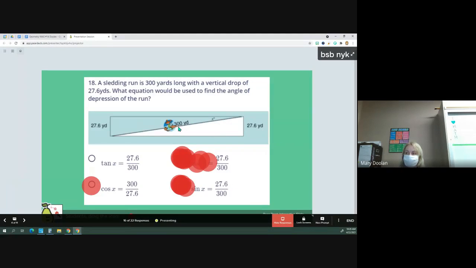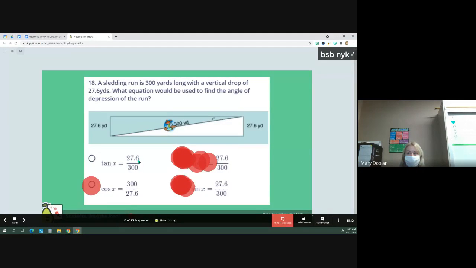So 300, this is the hypotenuse. That's the shared hypotenuse between these identical right triangles. And so if you're looking at SOHCAHTOA, hypotenuse only shows up for sine and cosine. It doesn't show up for tangent. So you're correct. All of you are correct in not picking tangent.